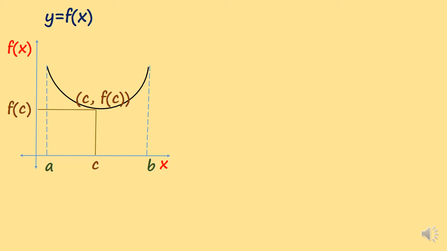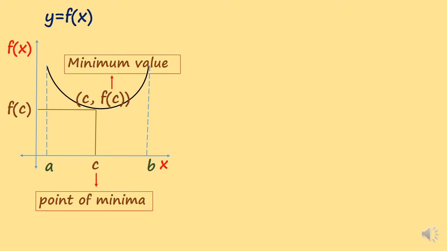In such a case, we say that c is the point of minima and the corresponding f(c) is the minimum value of the function. Now, as you can see, the function decreases from the left up to c, and then from the right of c it goes on increasing. So we can define the minimum value in this way.